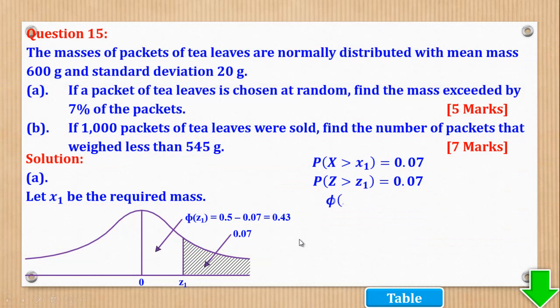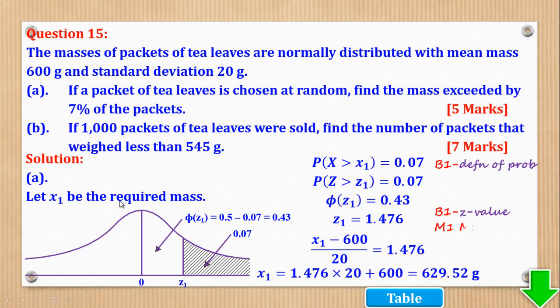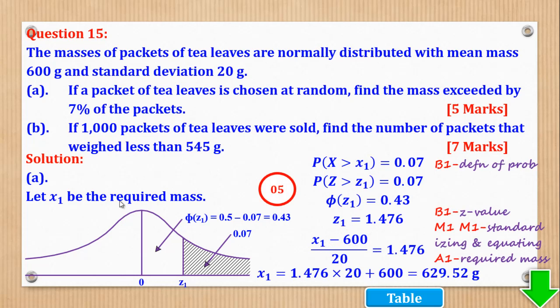So you're coming and say that Z1 is, from that, Z1 is that. Therefore, expand Z1 to give you X minus mean over standard deviation. Then get the value of X1. And that's what they wanted. Then part B says, if 1,000 packets of tea leaves were sold, find the number of packets that weighed less than 545 grams.